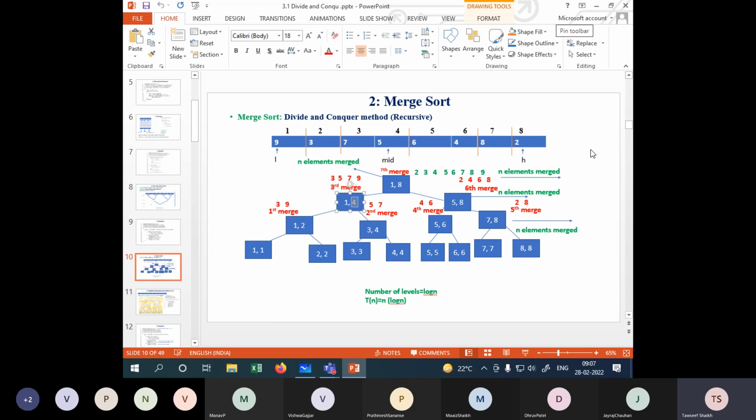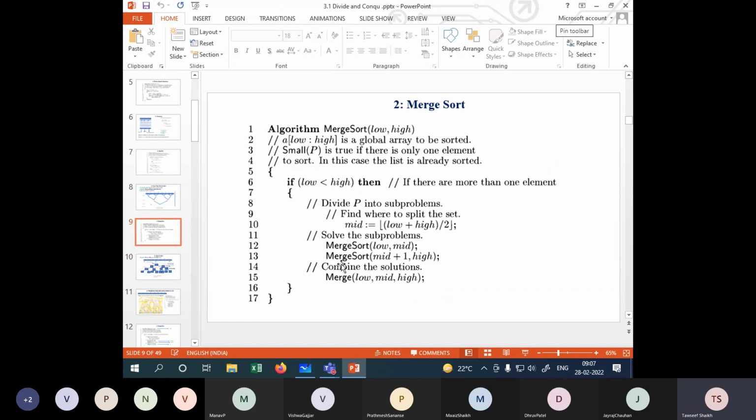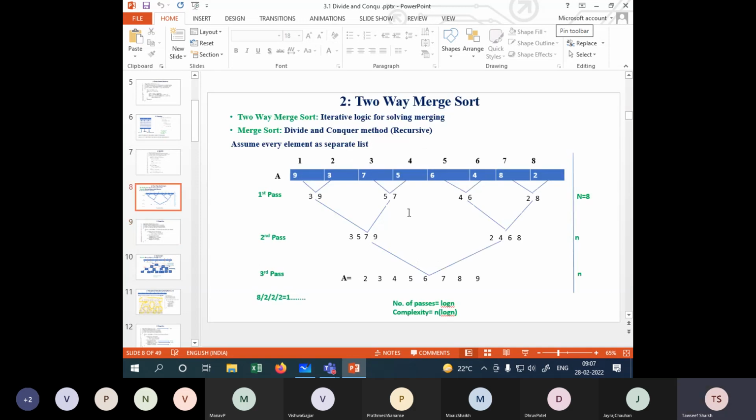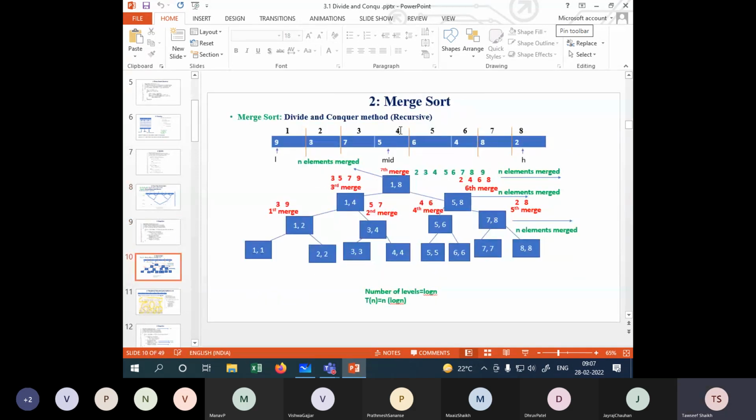Similarly, one more recursive call will be made to merge sort by passing the parameters mid plus 1 to high. Mid is this 4, so mid plus 1 will become 5, and high is equal to 8. So we are recursively calling merge sort and giving it the new parameters 5 and 8. So now from here we have reached this part and this part.